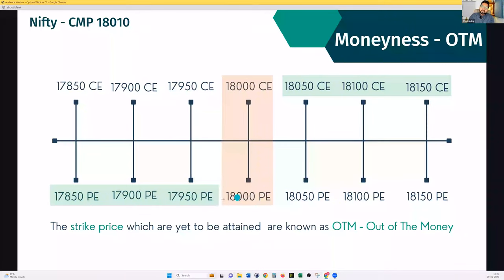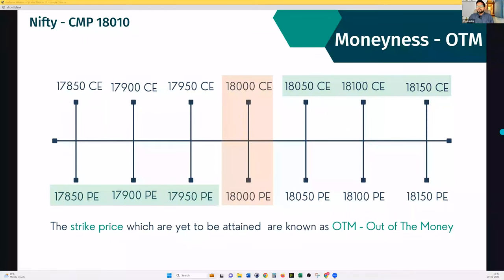On the put option side, just imagine the market is currently trading at 18,000. Hereafter only the market needs to cover 17,950, 17,900, 17,850. Am I right? This clearly denotes that the strike prices which are yet to be attained are known as out of the money.